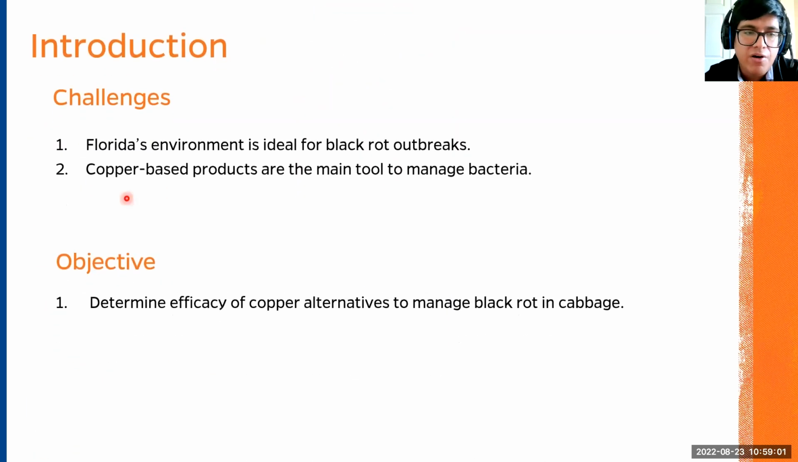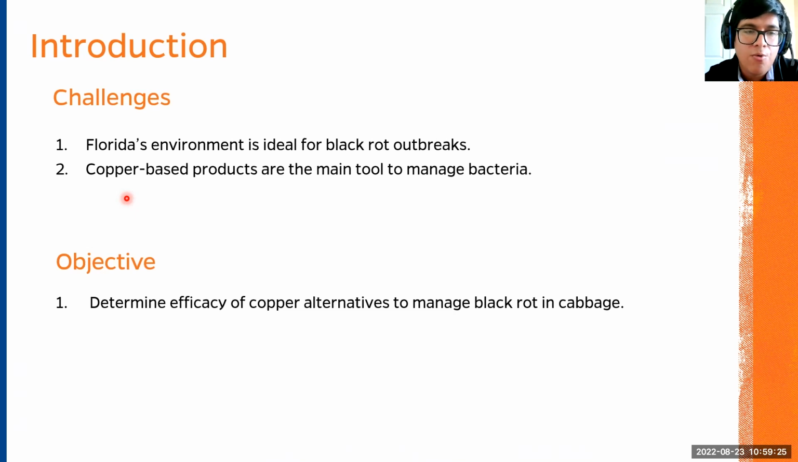So we have identified the most important challenges to manage black rot in Florida. First of all, Florida's environment is ideal for black rot outbreaks. We know that Florida, for most part of the year, is typically humid and warm. So this actually is very favorable for the disease cycle of XCC.